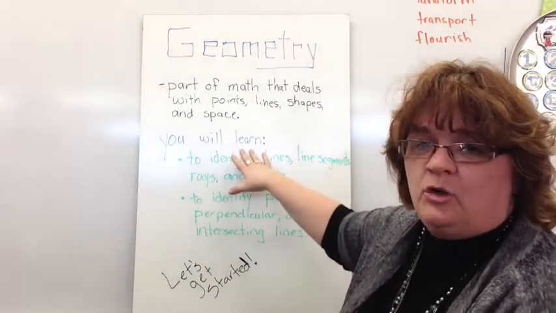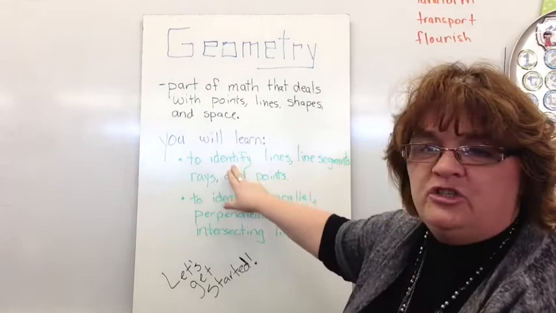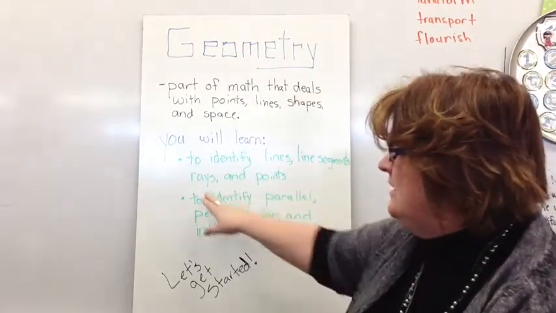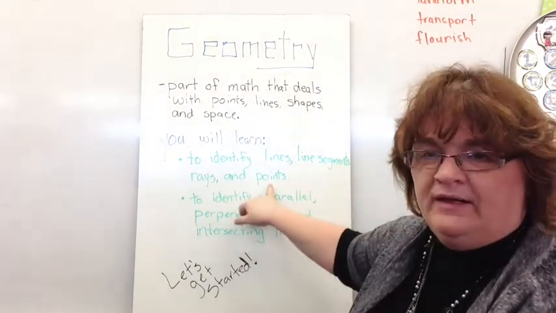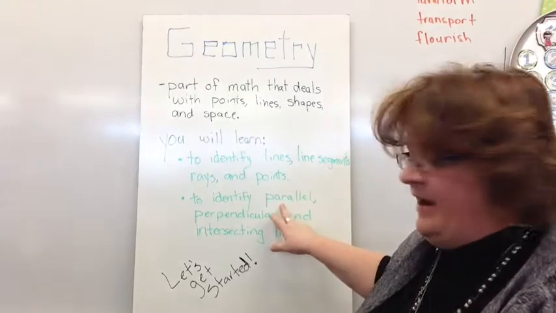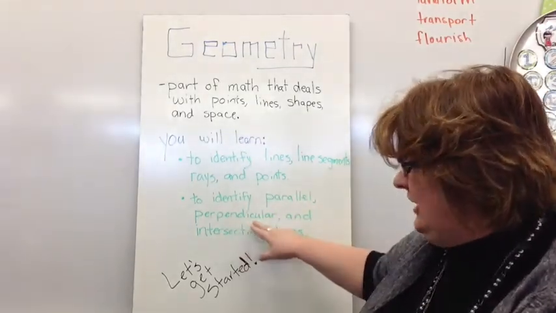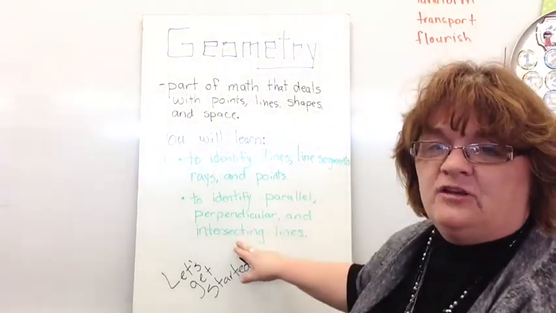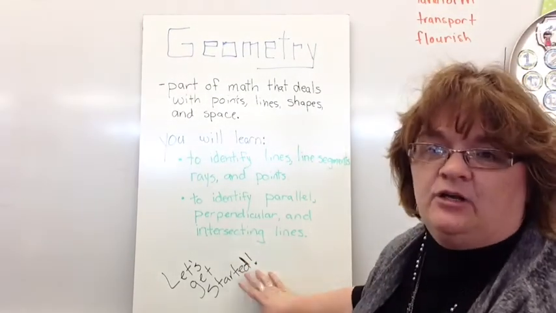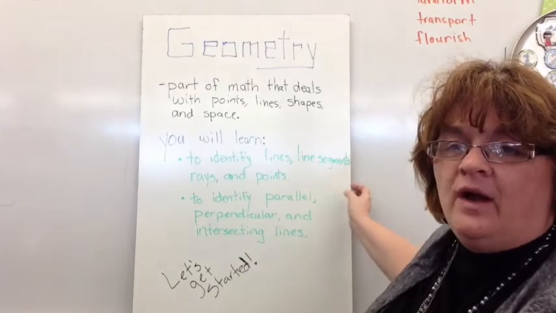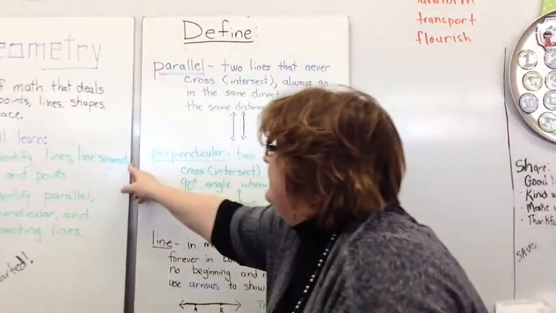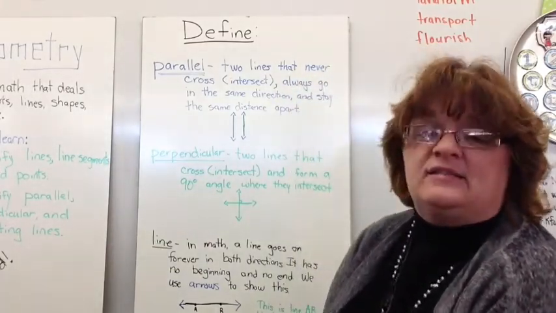In this section, you're going to be learning about how to identify lines, line segments, rays, and points. You're also going to be able to identify lines that happen to be parallel or perpendicular, or lines that are just intersecting lines. Okay, so we're going to go ahead and get started. Now you don't have to write any of this down, but go ahead and get out your vocabulary section of your book and get ready, because we have a lot to write.